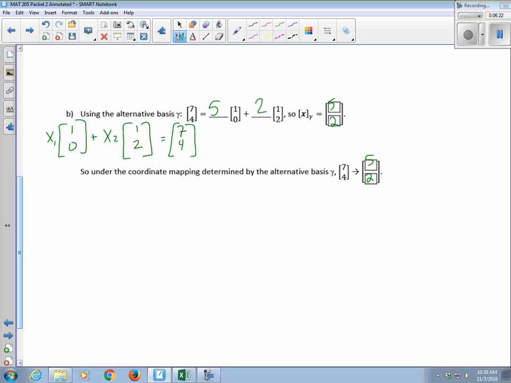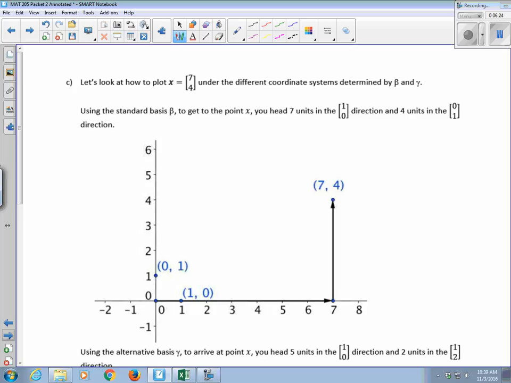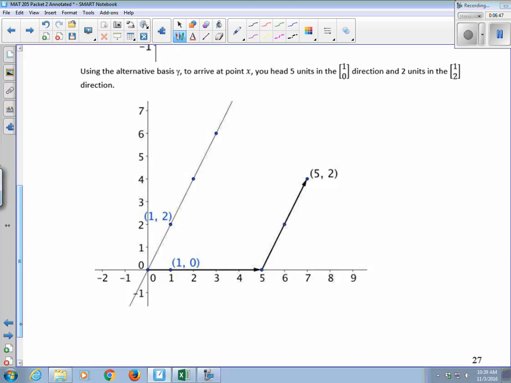All right, so visually, this is how we plot things. When you're in R2, we typically use the standard basis (1, 0) and (0, 1) to plot things, and we plot multiples of (1, 0) and (0, 1). So when I want to plot (7, 4), I go 7 units in the (1, 0) direction, and then 4 units in the (0, 1) direction, and I land at (7, 4). But if I want to use the alternative basis, I would now go 5 units in the (1, 0) direction, 2 units in the (1, 2) direction, because (7, 4) was equivalent to (5, 2) with a different basis.